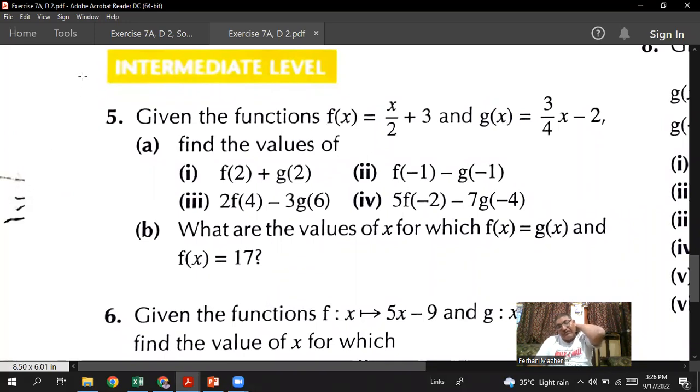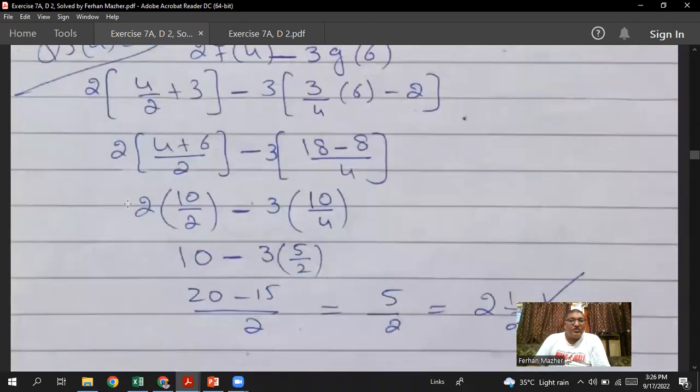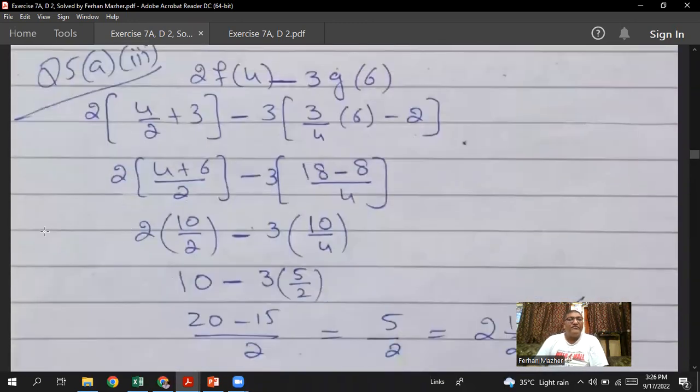He says 2f of 4 minus 3 g of 6. Okay. So their question is 2f of 4 minus 3 g of 6. So 2, then you put a square bracket. F of 4 means in the formula of the f of x, wherever is the x substituted with the 4. So you will have 4 by 2 plus 3 square bracket closed, then minus 3. Then g of x. G of x will be 3 by 4 into 6 minus 2.